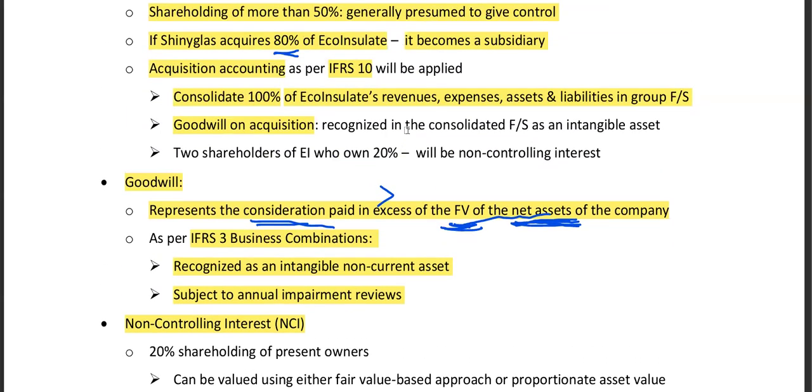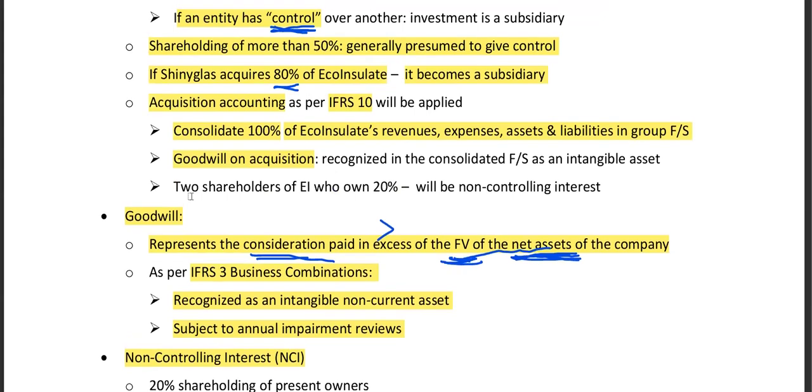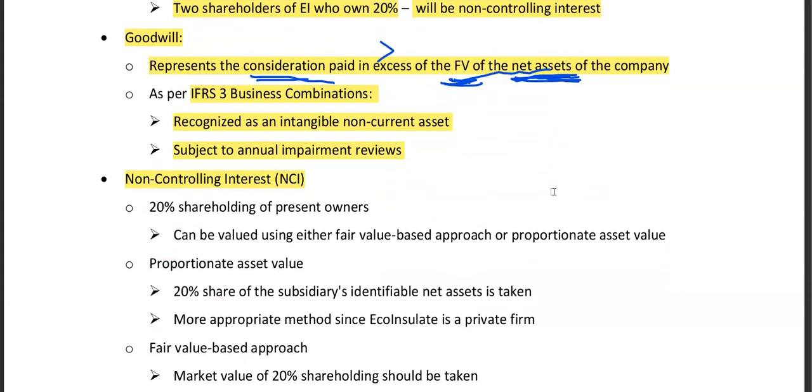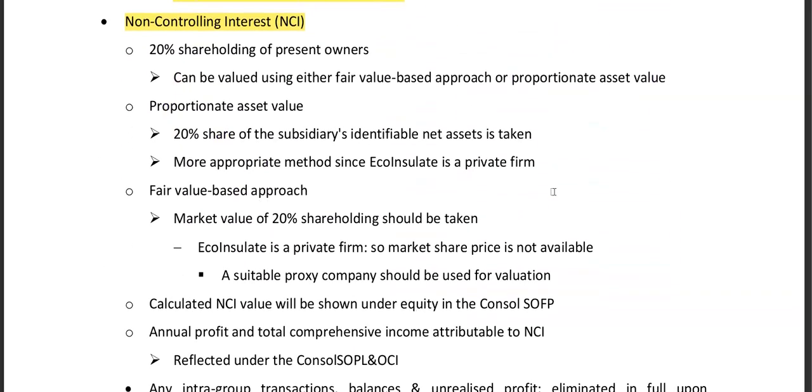And don't forget that the two remaining shareholders who will own the remaining 20%, the two founders, will be known as the non-controlling interest in the company. So we will also need to account for the non-controlling interest. We will have to arrive at a valuation for the non-controlling interest. So there are two methods which can be used. We can use the fair value-based approach, or we can consider the proportionate asset value. Now, we will look at both these methods separately.